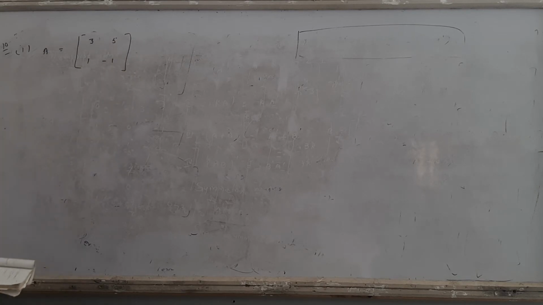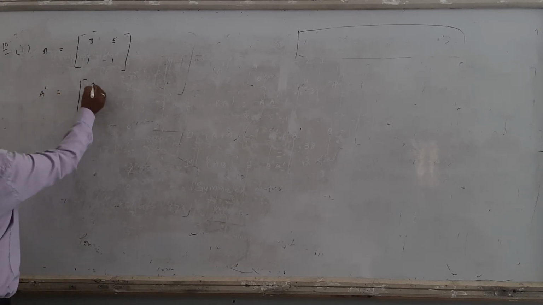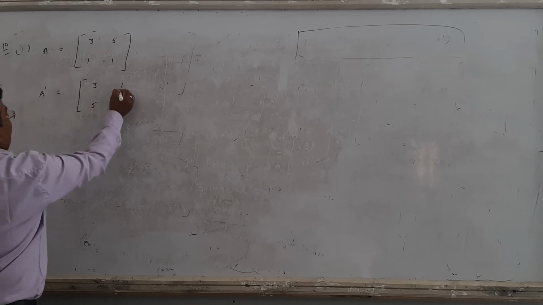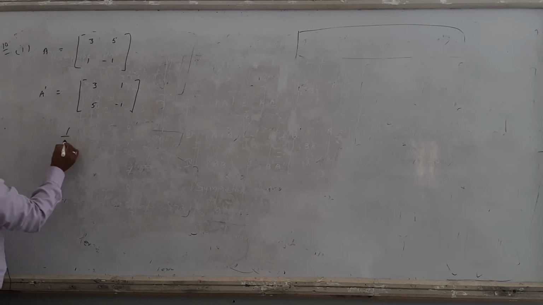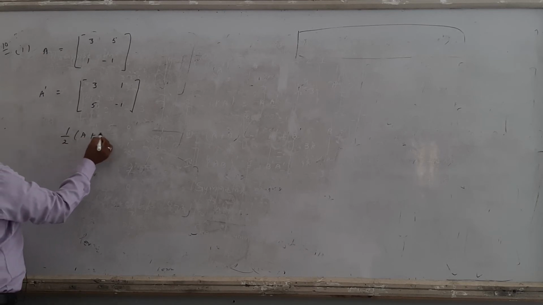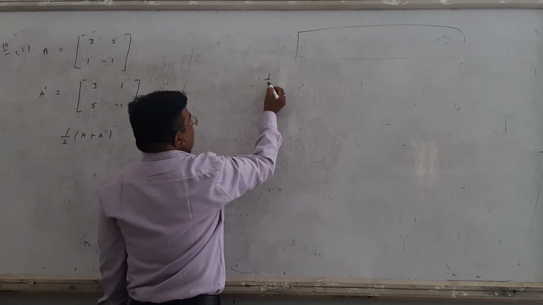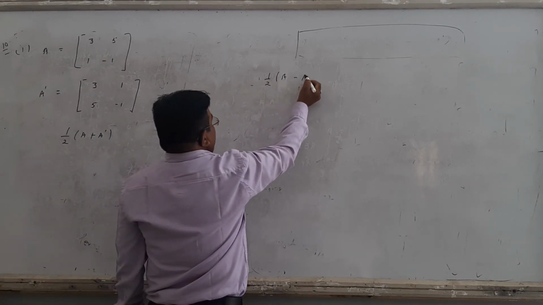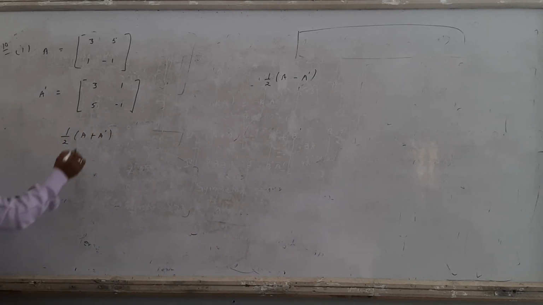We will explain this question later. First thing, now find A dash. So this is a 2 by 2 order matrix. Now find A dash, that is 3 5 1 minus 1. Now find half of A plus A dash, and now find half of A minus A dash. You have to find two values, half of A plus A dash and half of A minus A dash. This question has been asked in many questions: find the value of half of A plus A dash.